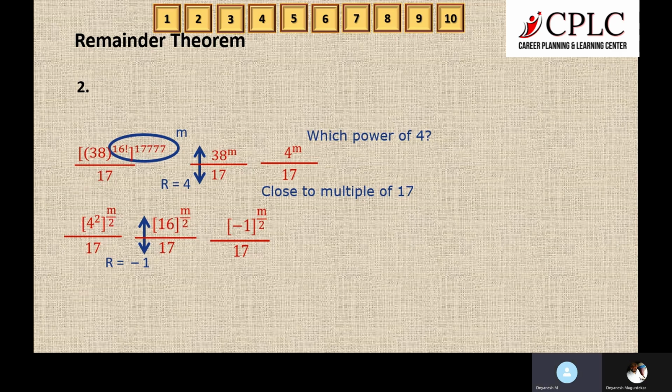So if you remember, m was 16 factorial raised to 1777, but we had m by 2, that whole thing divided by 2, and that is a huge even number. That means now our question is minus 1 raised to an even power, which is plus 1, and plus 1 divided by 17. The final answer is plus 1. Option first.